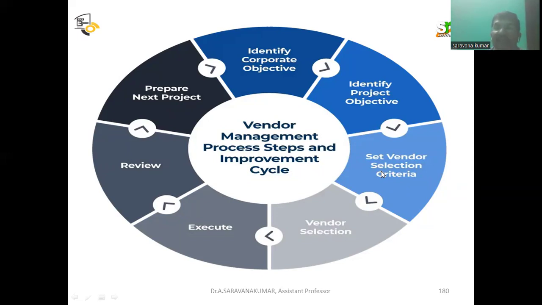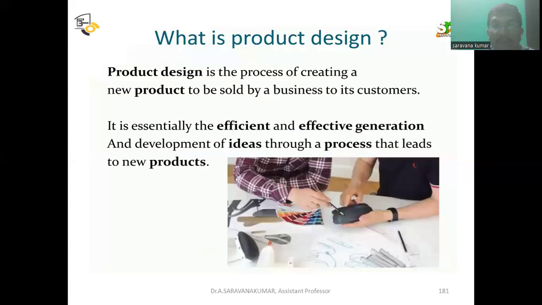Set vendor selection criteria. If you are going to select suppliers, there are some criteria to select them. So set vendor selection criteria. Then vendor selection. So how to select the vendor? Then you are going to execute. Then you can review that. Then finally you can go for the next project. So this is the structure of the vendor management process steps and improvement cycle.